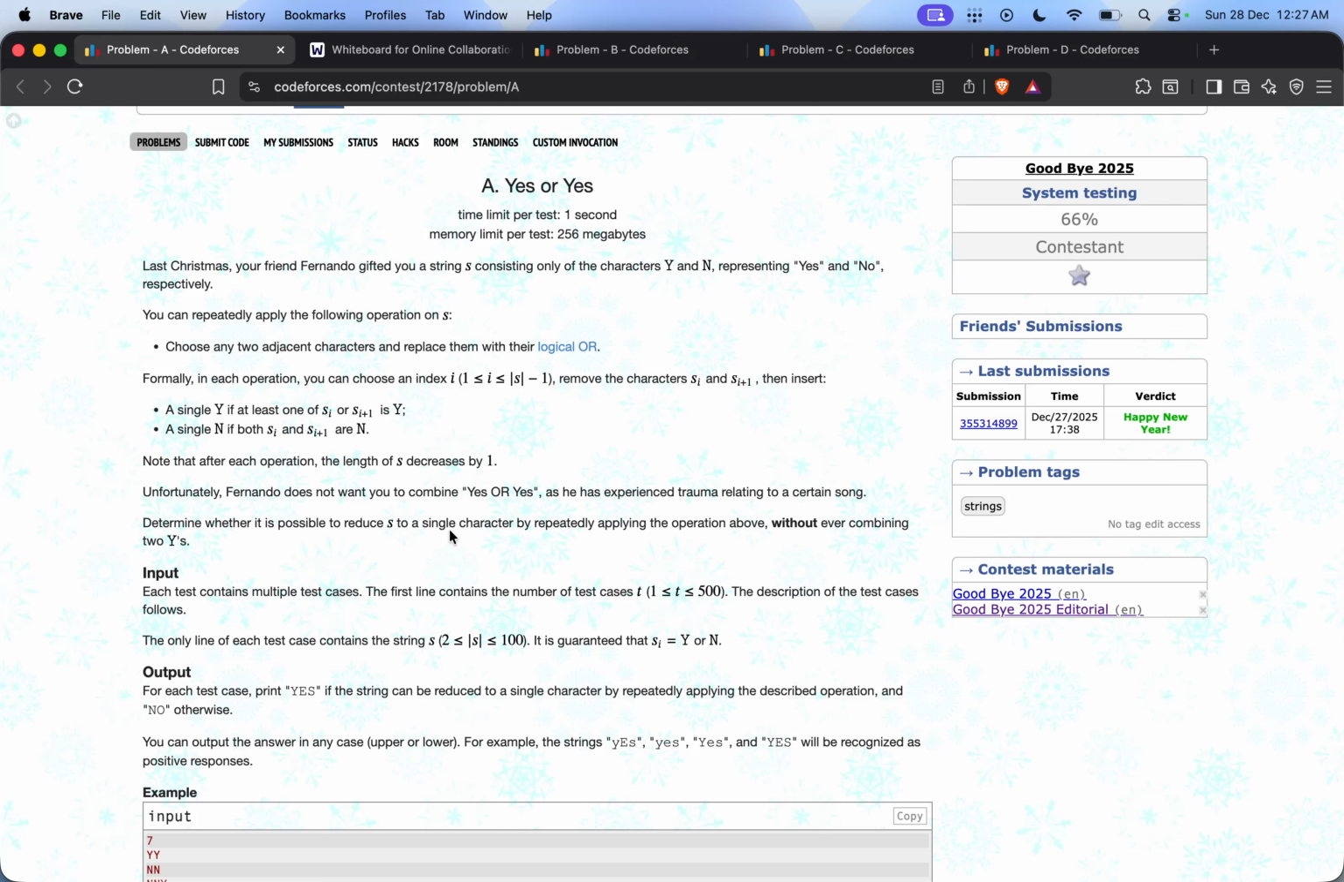Unfortunately, Faredo does not want you to combine yes or yes. What does this mean? A yes cannot be combined with another yes. That is, Y comma Y can never be picked up for an operation. Now we need to determine whether it is possible to reduce S to a single character by repeatedly applying the operation above.